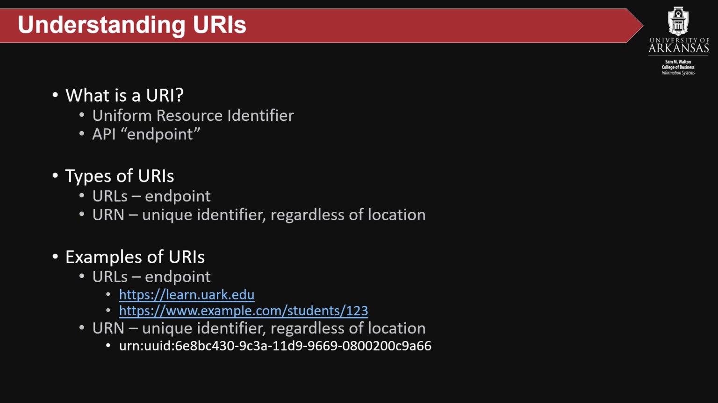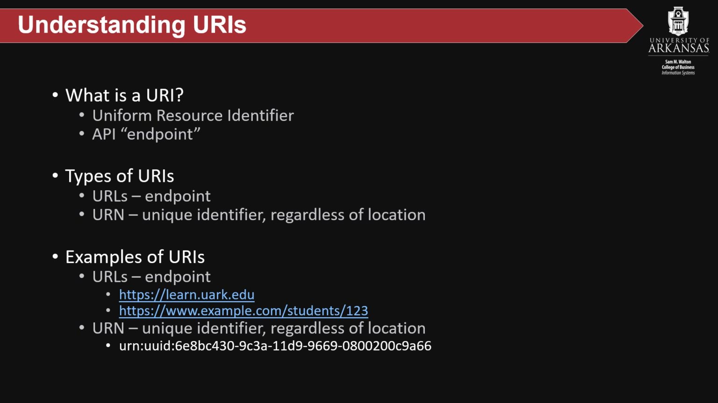What is a URI? A URI, a uniform resource identifier, is basically the address you use to access a resource over the internet. It's like the GPS coordinates for a location on the web. URIs are the building blocks for any API, as they specify where the API can find the resources you're looking for. There are two types of URIs that we're interested in, URLs and URNs.